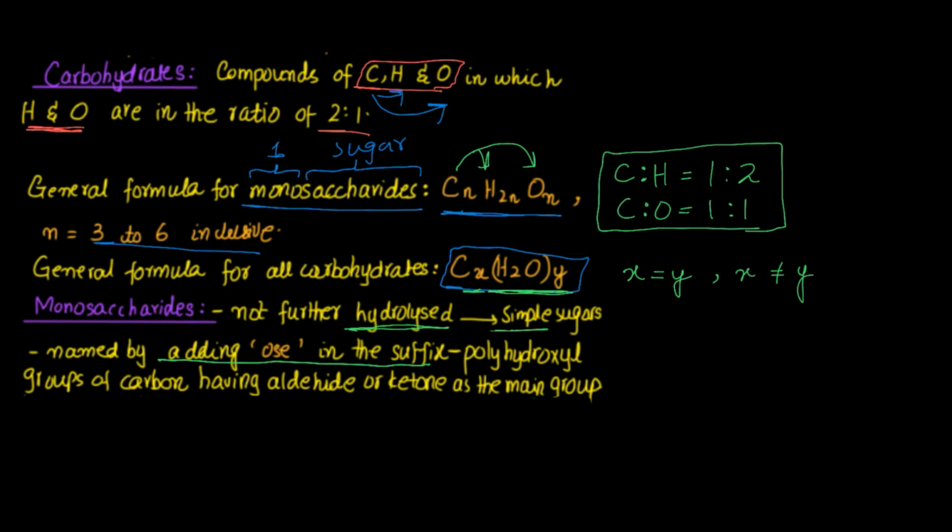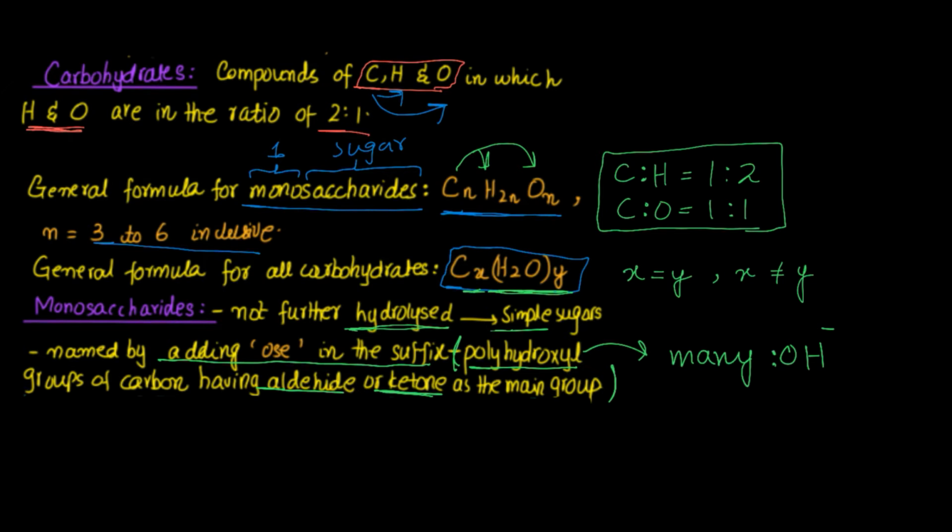And moreover, the chemistry definition can be that they are polyhydroxyl groups. Polyhydroxyl means many OHs. We have many OH groups attached, and groups of carbon having aldehyde or ketone as the main group. Now what's the aldehyde and ketone?